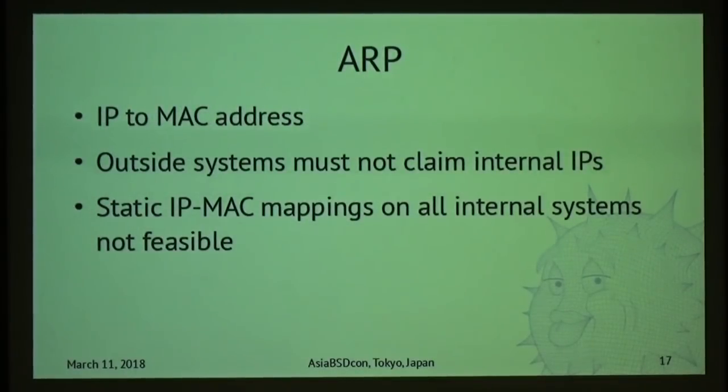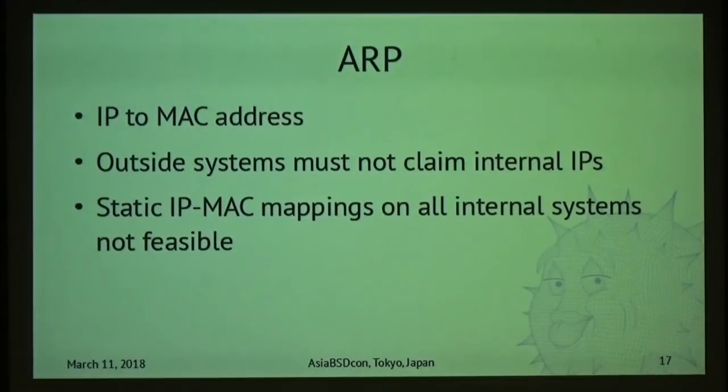ARP is basically for the IP to MAC address mapping, right? And if an outside system claims an internal IP address, like it advertises its MAC address for an internal IP address, we are hitting the problem where the data transfer between the image sensor and the imaging station might be interrupted. And this, as I mentioned, is pretty dramatic in this case. So we want to prevent that.